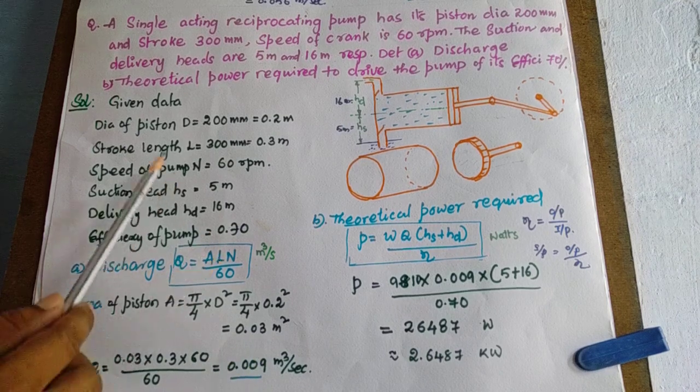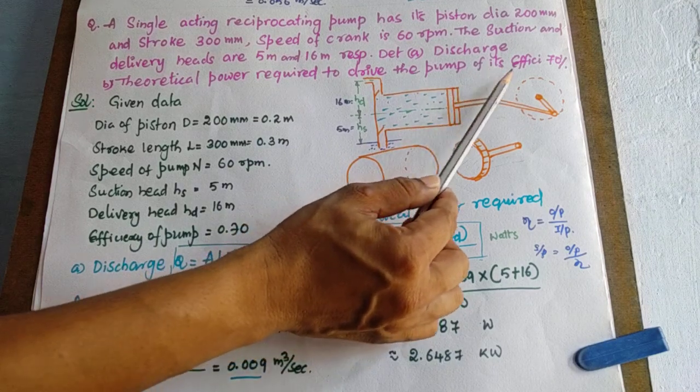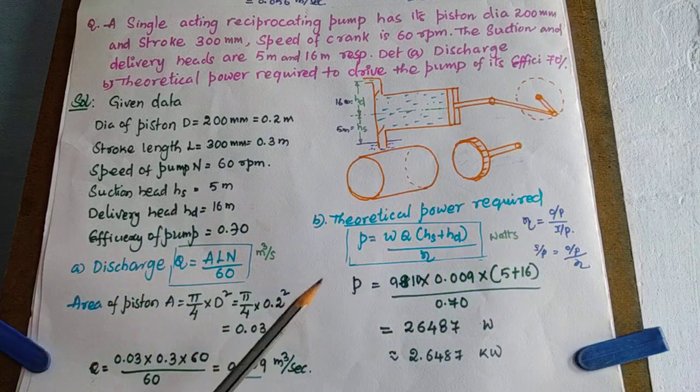And next, he asked to find the value of the theoretical power required so that the pump can give the efficiency of 70%.